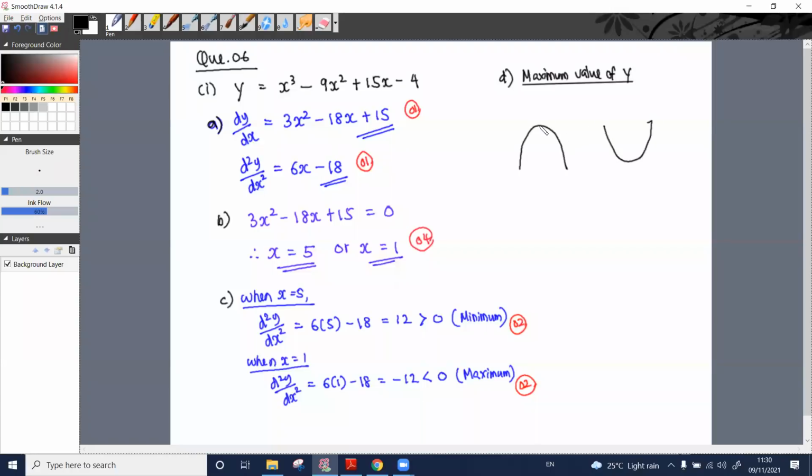When there is a what? When there is a maximum point, the value of y will be maximized.